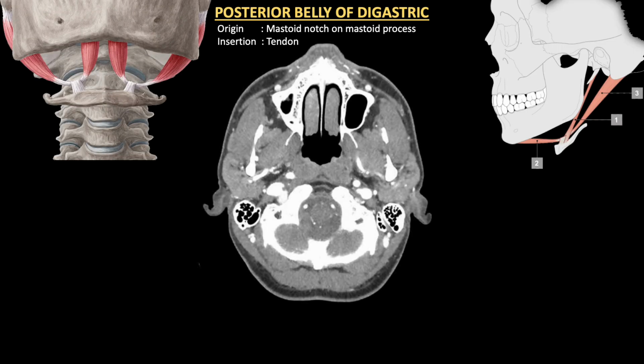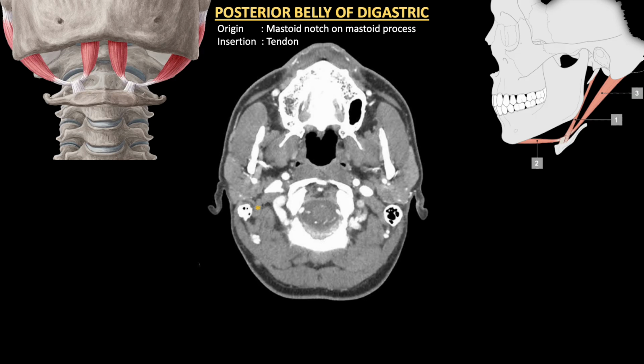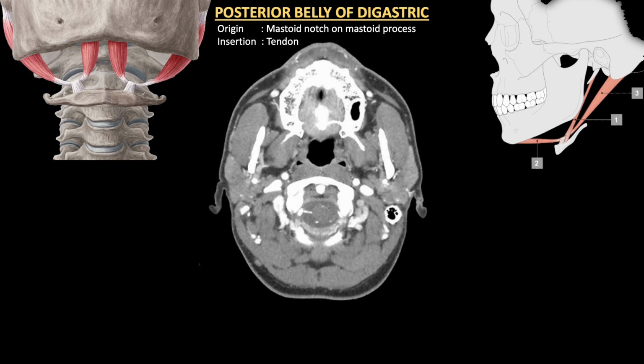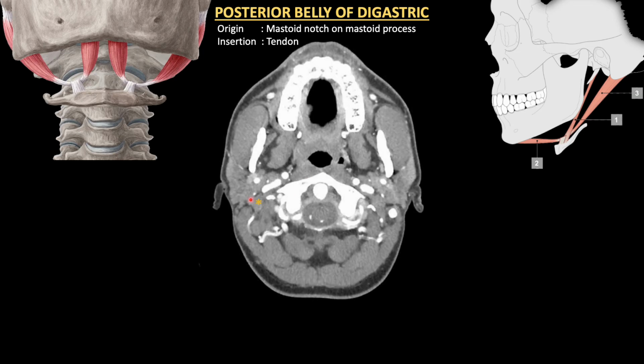So let's see how to identify this muscle on a CT scan. This here is the mastoid process, and we have already seen that the posterior belly takes its origin from the medial surface. So let's scroll down. As we go down, you can see a tiny muscle that is starting over here from the medial surface. So this is the posterior belly of digastric. So this muscle is the posterior belly of digastric.